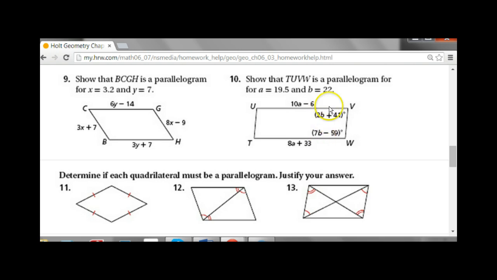And what you need to prove for the two angles is that they are, remember, consecutive. So these two values should not be the same. They should add up to 180 degrees.